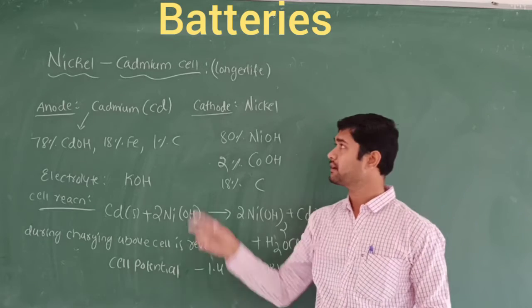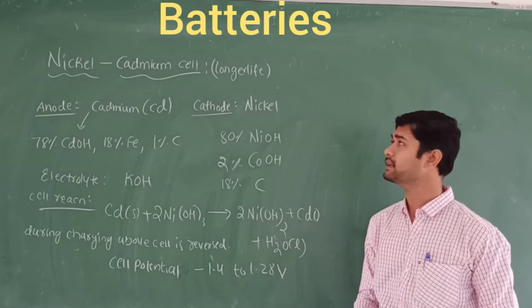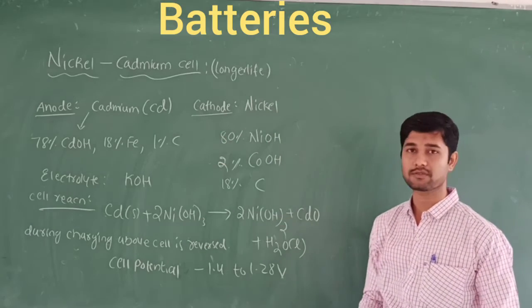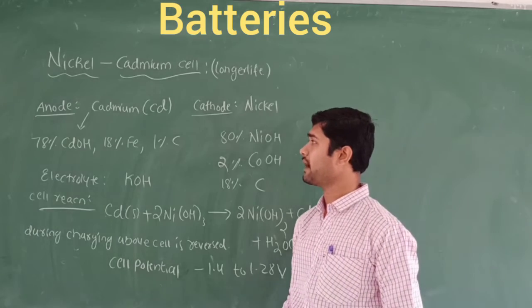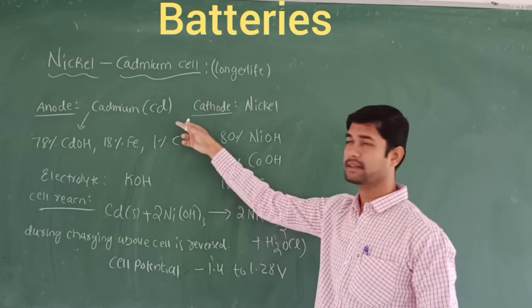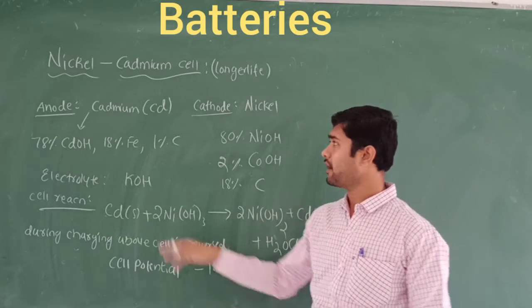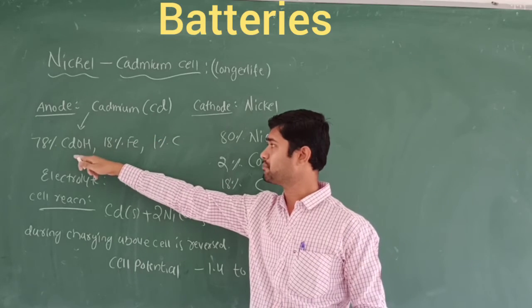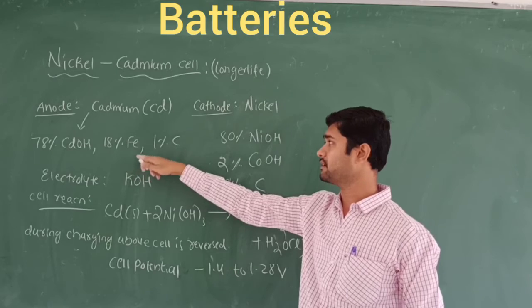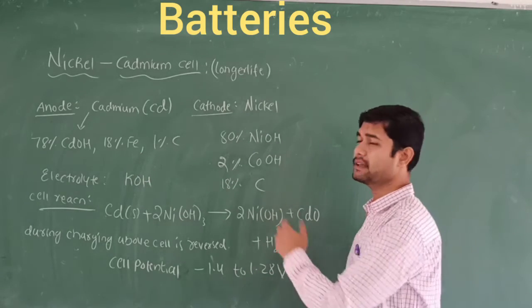Let's discuss the secondary cell, that is called the nickel cadmium cell. Usually they come with a longer life. So these cells are very long life and also secondary cells. Here the anode is cadmium, Cd, and the cathode is mainly nickel. This anode contains 78% cadmium hydroxide, 80% iron, and 1% graphite, and the remaining 1% contains nickel.